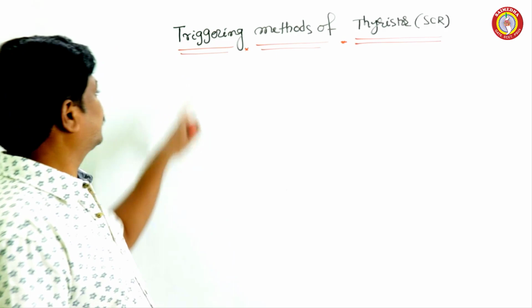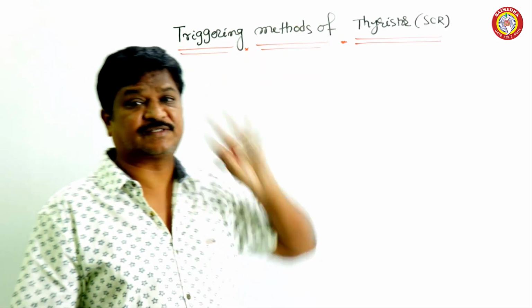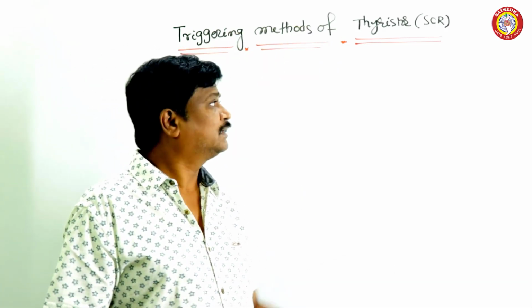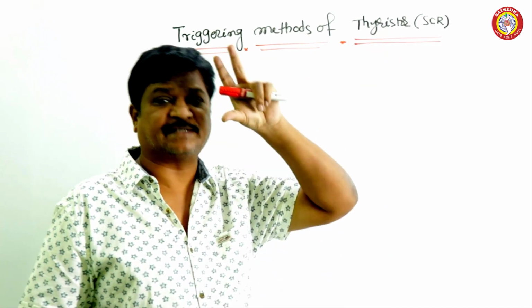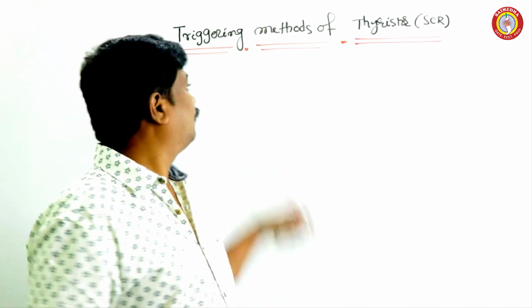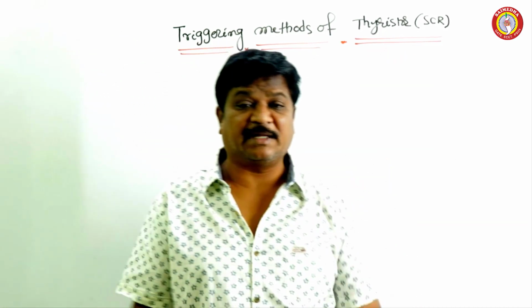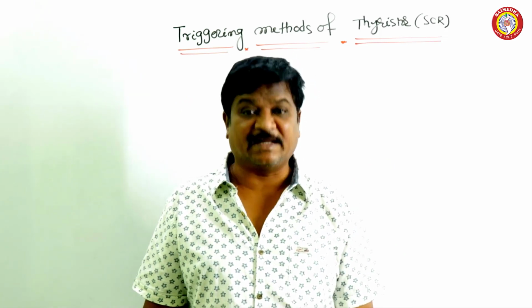So the topic is triggering methods of thyristor. Thyristor is nothing but, the main component is the SCR. What is the alternative name for the triggering methods? Firing of an SCR.